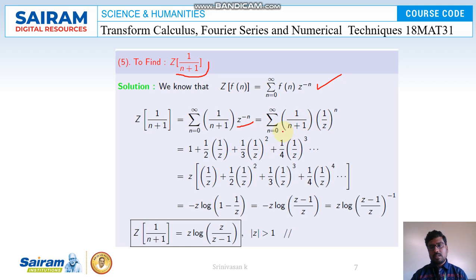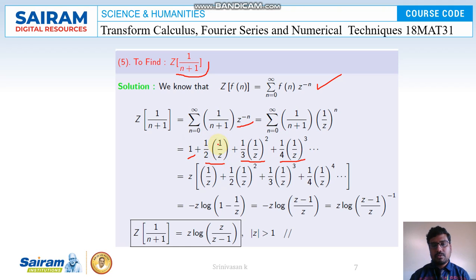Okay, now substitute the values of n: 0, 1, 2, 3. If you substitute n equal to 0, we get 1 divided by 1 and 1 divided by z power 0. Anything power 0 equals 1, so we get 1. Substitute n equal to 1, we get this one. Substitute n equal to 2, we get this one. And substitute n equal to 3, we get this one. From here also there is no direct formula.